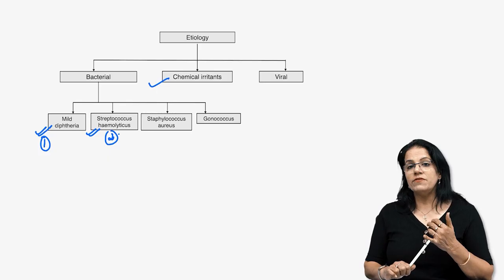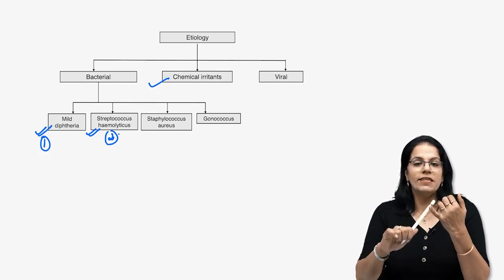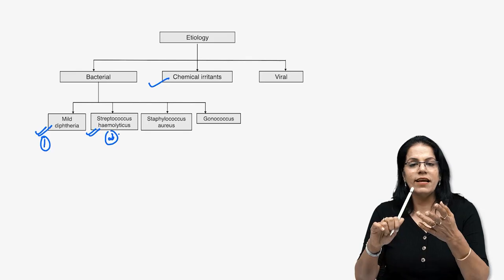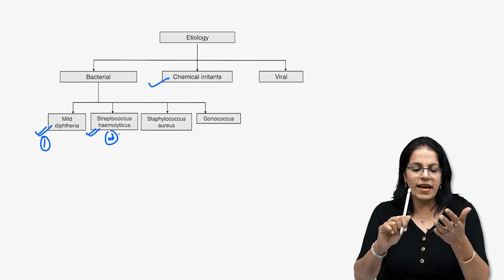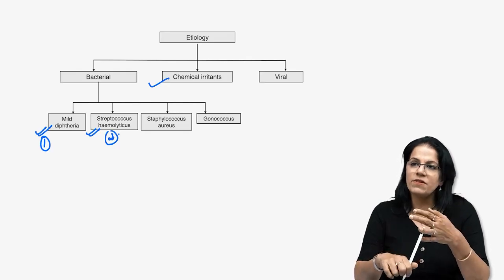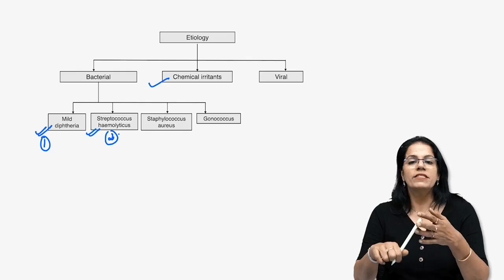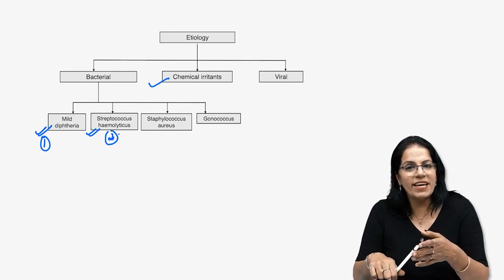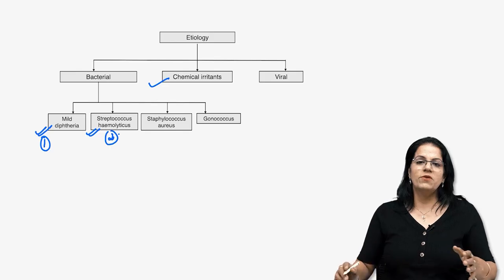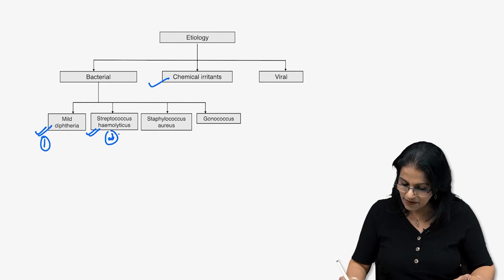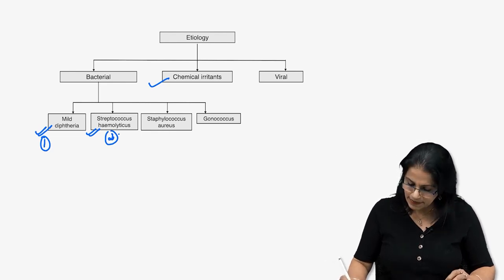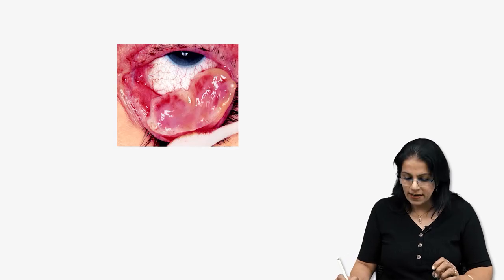Have you learned with me? Very important: mild diphtheria, Streptococcus hemolyticus, severe adenoviral infections, chemical irritants. Of course, we add Staph aureus and gonococcus for the bacterial and herpes simplex for viral. Now, is it okay? So, these are the causes. We already know what pseudomembranous is and we have to treat according to the cause. Generally, we will give antibiotics. What was this one? You explain this.